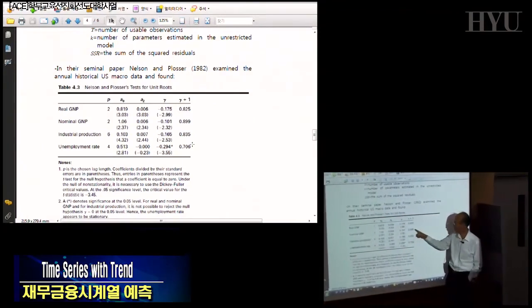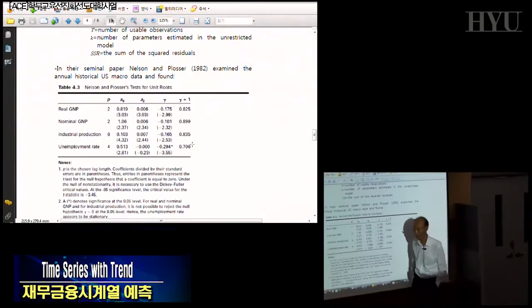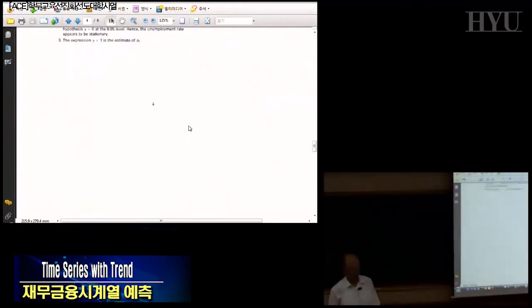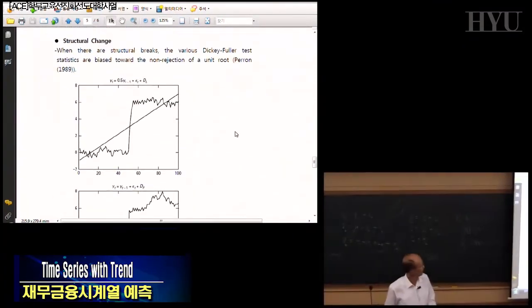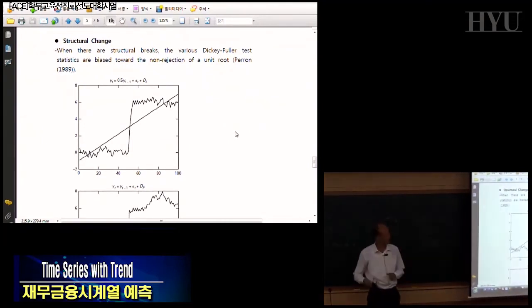Less than 1, less than 1, less than 1, less than 1. But statistically, these are 1. Statistically, this is less than 1. That's what these scholars found. The last point in this slide, this is often difficult, you know.